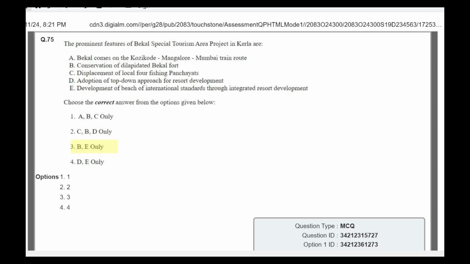Question number 75. The prominent features of the Bekal Special Tourism Area project in Kerala are. If you have a little bit of idea about what this project is about, you can answer this question. So it's for conservation of the dilapidated Bekal Fort and development of beach of international standards through integrated resort development. So option number 3 is your right answer for this question.